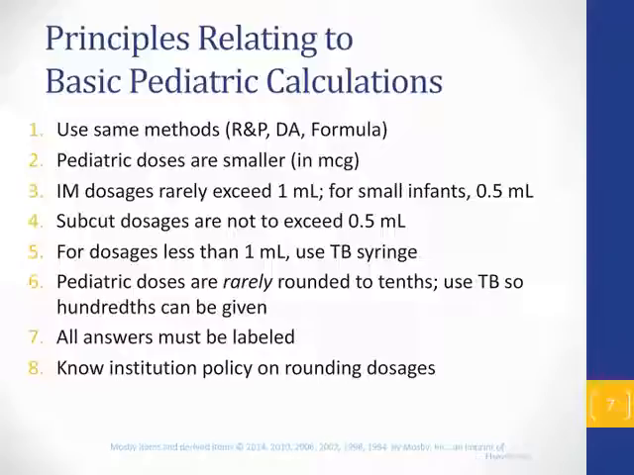Sub-Q dosages never should exceed 0.5 mLs. For dosages that are less than 1 ml, in order to be more accurate, you'll need to use a TB syringe. And I'm going to try to remember to bring those TB syringes into the classroom this week. If I don't, somebody needs to remind me. Pediatric dosages are rarely rounded to the 10th. That's why you use a TB syringe, so that you can go to the 100th place.